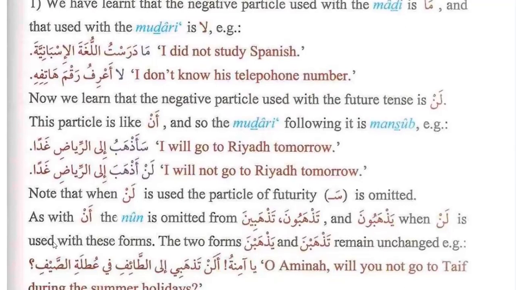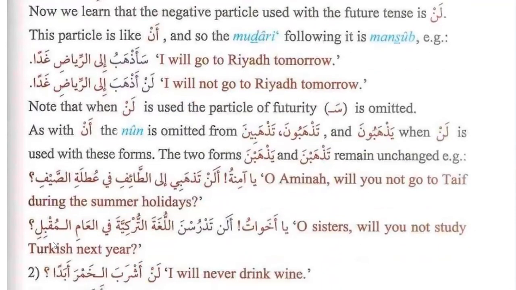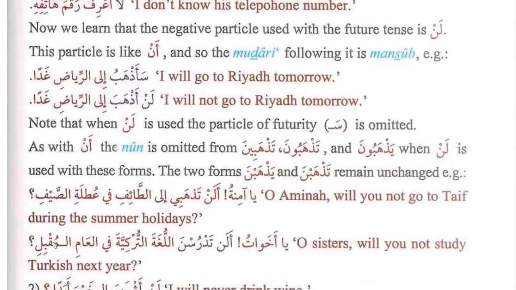Note that when lan is used with the particle of futurity, sin is omitted. And as with an, the noon is omitted from tadhhabuna and yadhhabuna. When lan is used with these forms, the two forms yadhhabna and tadhhabna remain unchanged. E.g. Ya Amina, a lan tadhhabi ila Ta'if fil utlati as-saifi? Oh Amina, will you not go to Taif during the summer holidays?